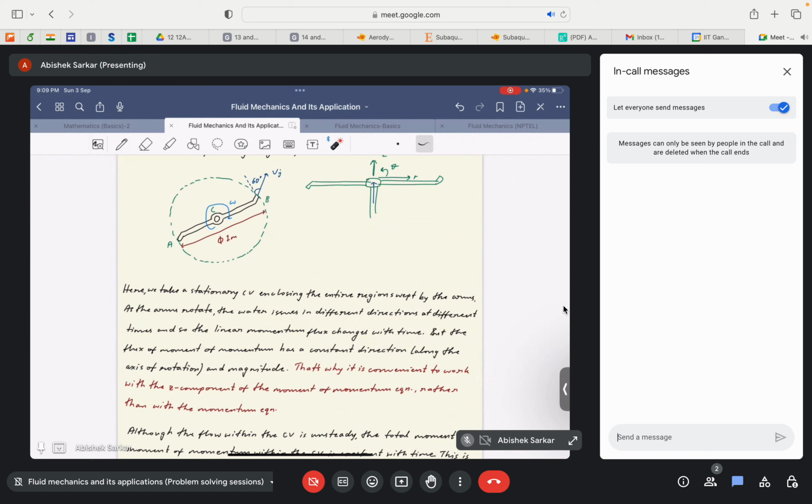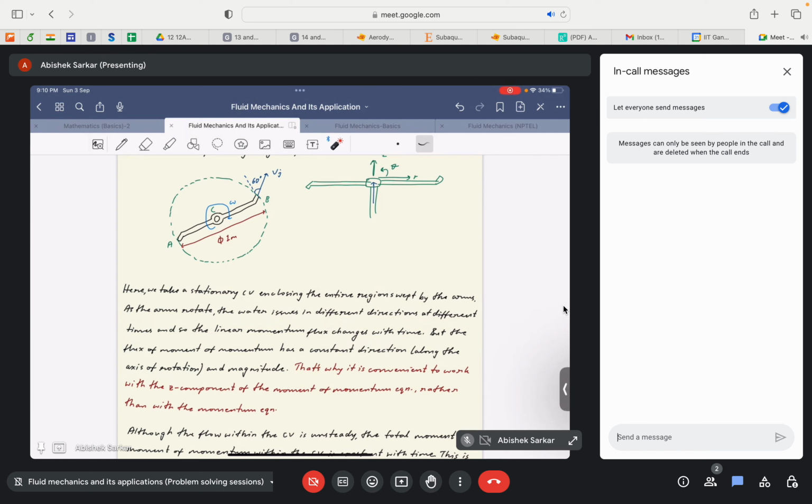While dealing with a water sprinkler, one may ask why we are not approaching the problem from the linear momentum conservation perspective. There also the linear momentum must be conserved because it's a physical system. The net rate of change of linear momentum would be equal to the net force applied on the water sprinkler. But why are we not approaching this problem in that perspective? The key thing to note is that since the arms are rotating, the water is issued in different directions at different times, and so the linear momentum flux will change with time.